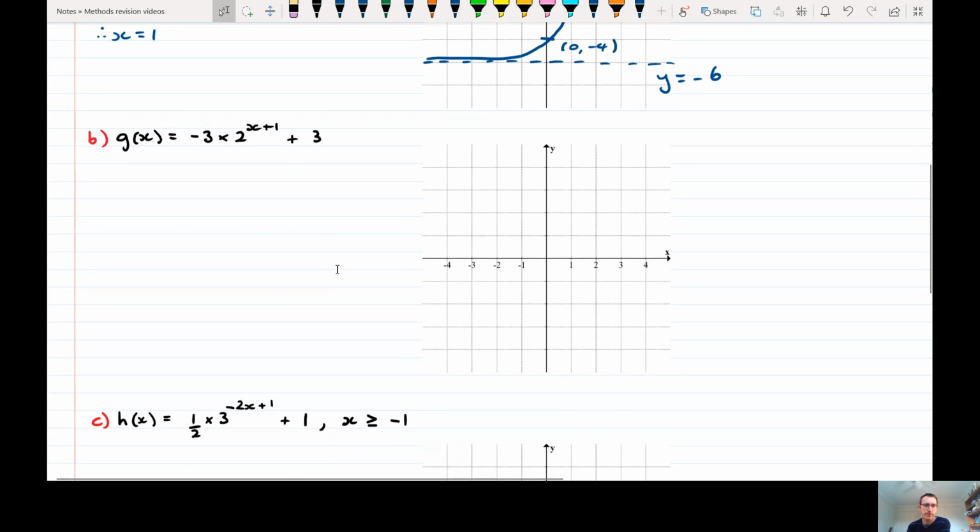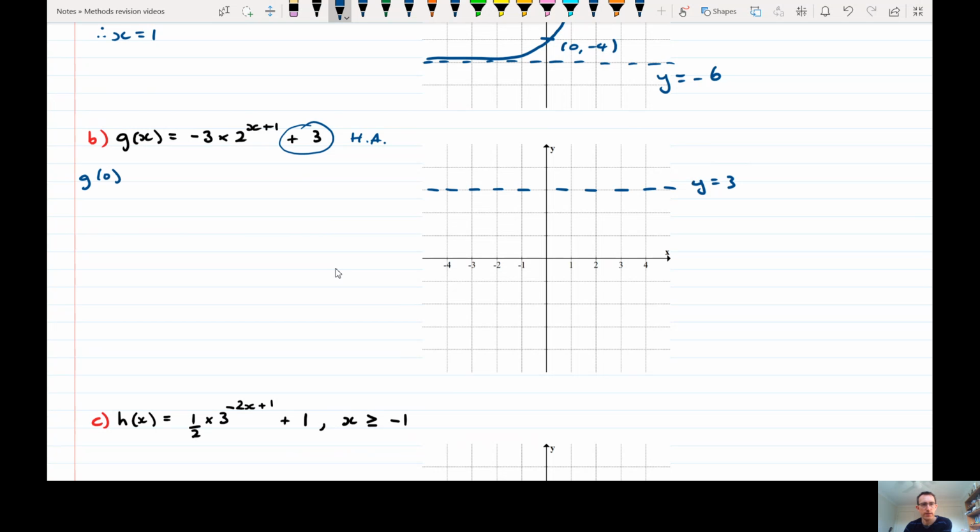Next one. First thing always is find your horizontal asymptote. Nice and easy. It's the one sitting at the end there. We're going to go with y equals 3. In this case, it's not very big, so we can just go one box for 1 unit. There's y equals 3 there. We're going to find the y-intercept now.